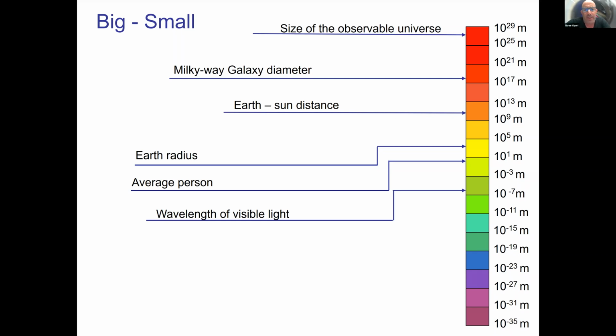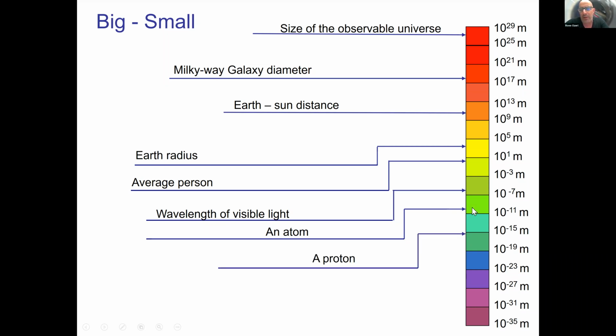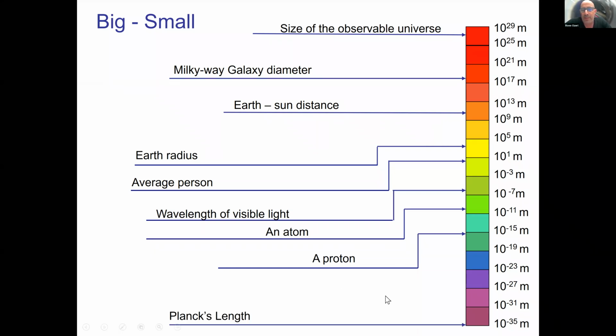If I look at smaller phenomena, the wavelength of visible light is roughly 1/1,000,000th of a meter right here. The size of an atom is about 10 to the minus 10 meters, so 1/10 of 1/1,000,000th of a meter. A proton is about 10 to the minus 15 meters. And the Planck length, which is what we believe is, if you like, the pixel size of space, the smallest length we can think of, is roughly 10 to the minus 35 meters.